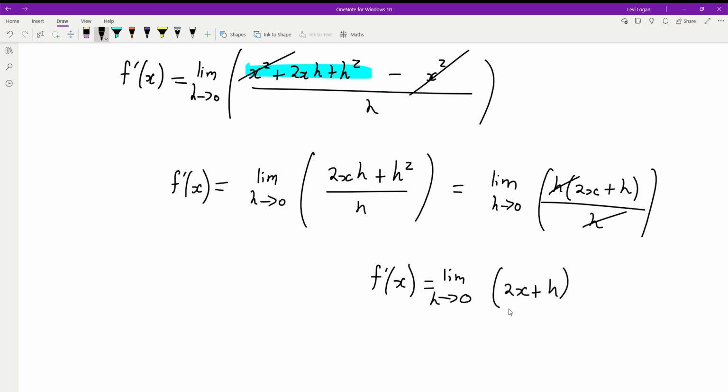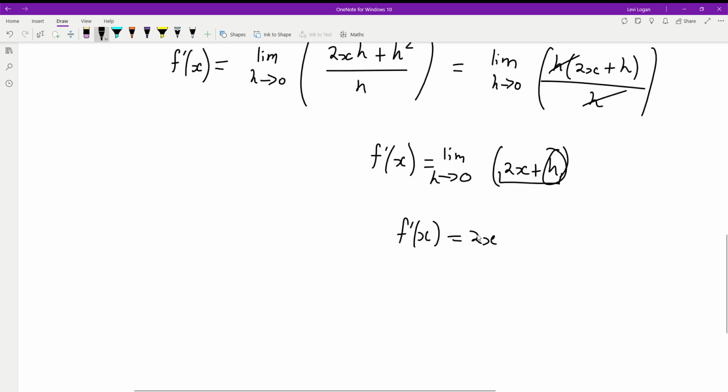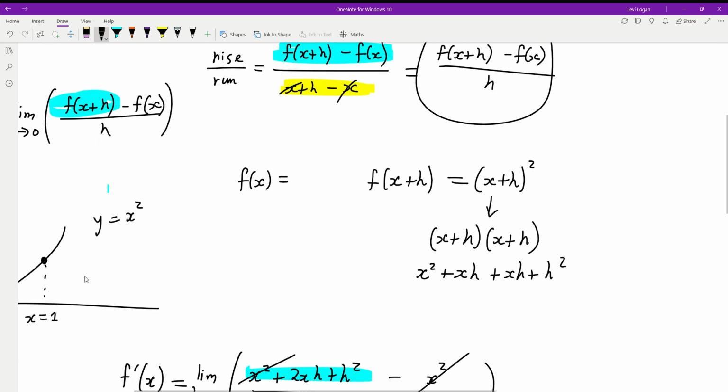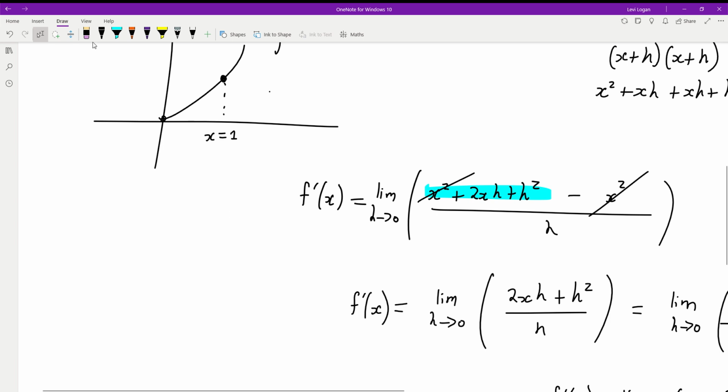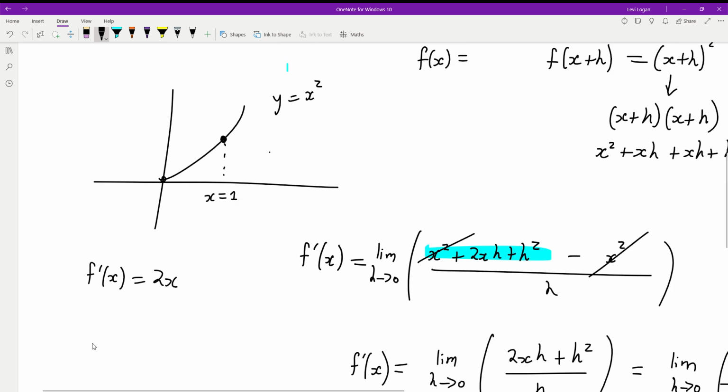Now I'm going to apply the limit to this equation here. As h goes to 0, this goes to nothing, so f dash of x is 2x. So this equation gives me the steepness at any point on the parabola. Now the steepness is going to change depending on the x value. So we got f dash of x to be 2x. So if I want the steepness at x equals 1, I put in 1, and the steepness is going to be 2.